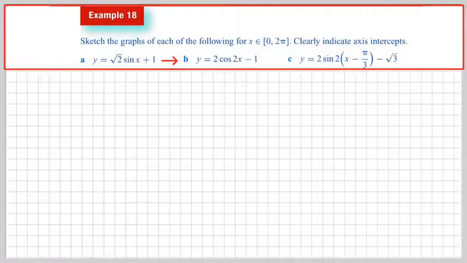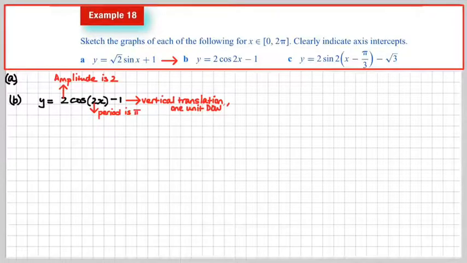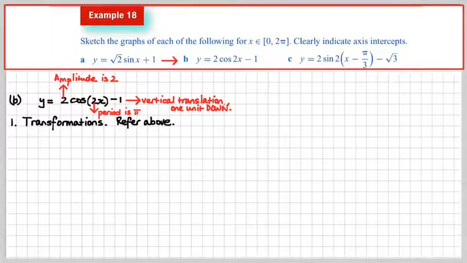Right, part B now for you and me. What have we got? y equals 2 cos 2x minus 1. Well, it's vertically translated, so it's a pain, to be perfectly honest. But what have we got? We've got an amplitude of 2, so it oscillates up and down away from its central axis by 2 units. It's got a period of pi, and it's got a vertical translation of 1 unit down. Transformations, well, we refer to above. We've worked out what they are.